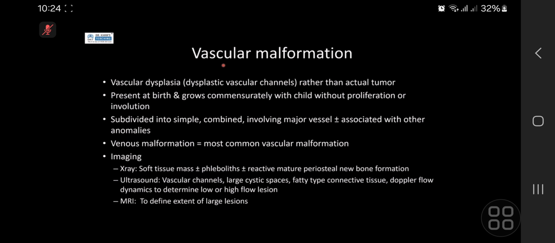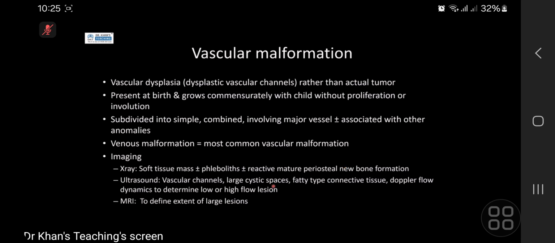So vascular malformations can present at birth and grow with the child. Okay, sometimes it can involute, sometimes it doesn't have to. And the venous forms are the most common vascular malformation. And we said earlier, soft tissue mass, phleboliths. Because of the change in blood flow in that region, you can sometimes have periosteal bone formation. I really haven't seen that.